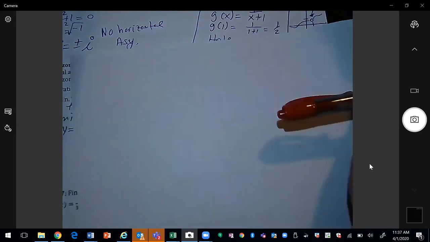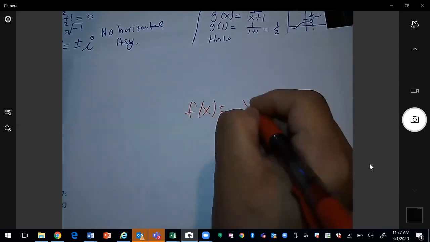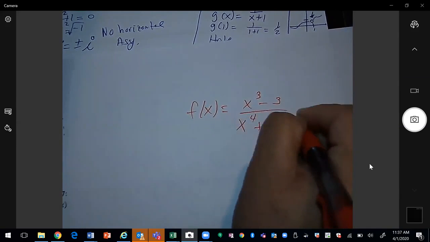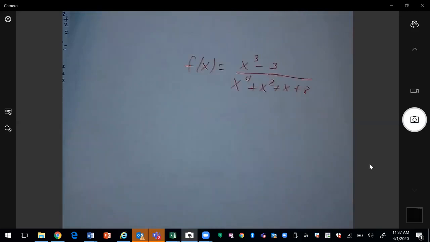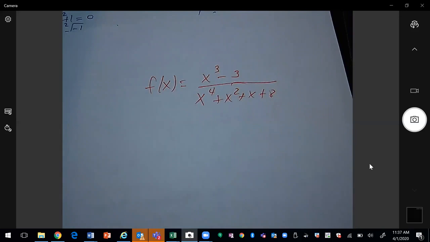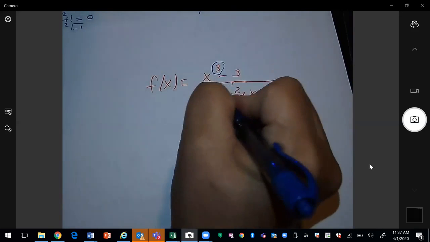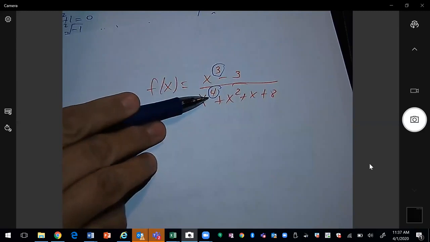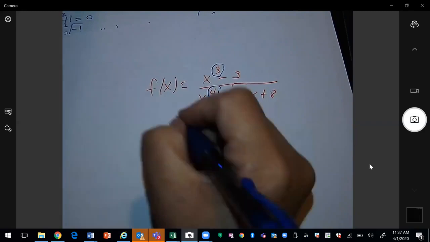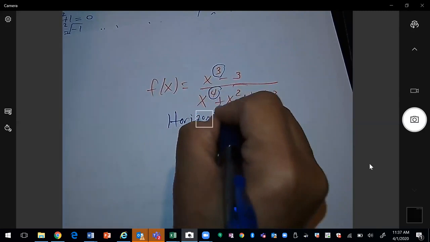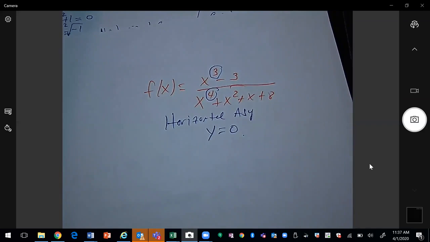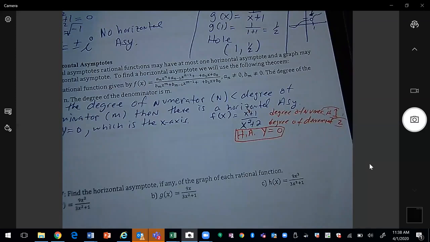all the time. So for example, if you had f of x equals x cubed minus 3 divided by x to the 4th plus x squared plus x plus 8, something like this. If you want to find the horizontal asymptote, we have to check the degrees here. Well, the numerator is smaller than the denominator, okay? So if that's the case, then we say that there's a horizontal asymptote at y equals 0. And it's always going to be y equals 0 if this is smaller than this one, okay? And we'll do some examples right now.